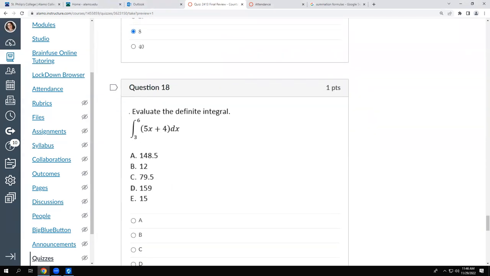Okay, number 18. These are nice. It just says evaluate the indefinite integral. We just have to remember our integration rules, not derivative rules, right?